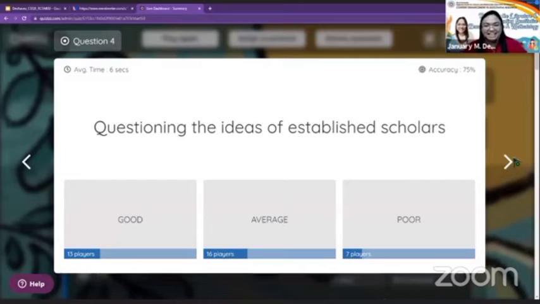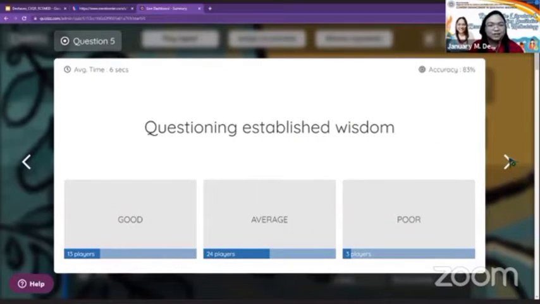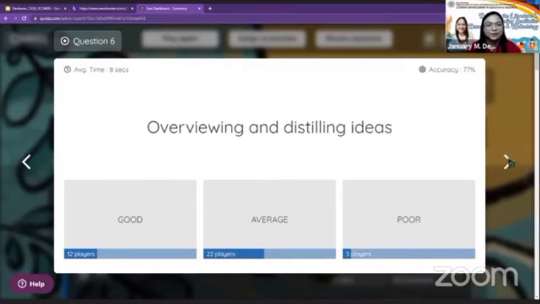And questioning the ideas of established scholars. Yes, as I've mentioned in the review, sometimes it pays to also doubt some results, even most of the time, the methodology and how they approach their research. But we will go there. Questioning established wisdom. Yeah, this is more on the philosophies and paradigms. So average as well. Well done.